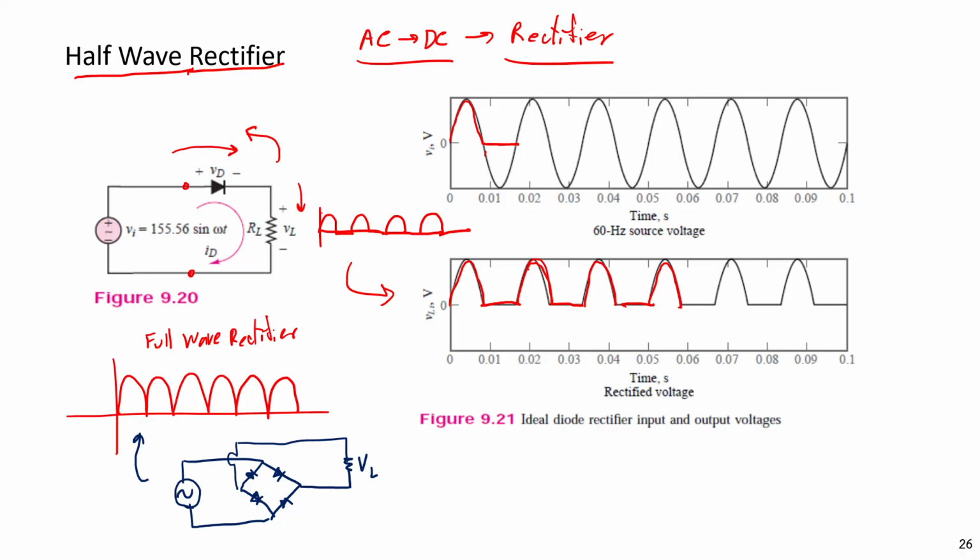That will give us the negative side to positive side. So this is a type of circuit that transforms AC to DC source. Okay, AC to DC source.